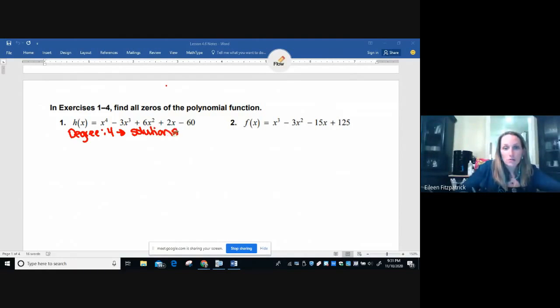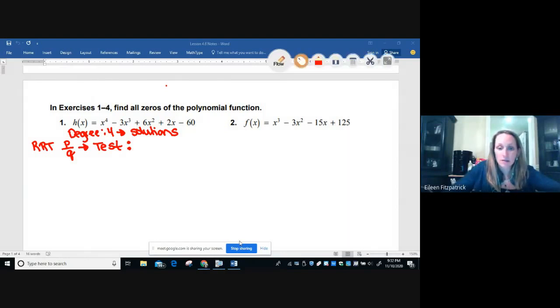Since there are 1, 2, 3, 4, 5 terms, I know I'm going to use the rational roots theorem, and that's that whole P over Q thing. But remember I told you we're going to use our graphing calculators to figure out what values we're going to test. We're kind of cheating a little bit. We're going to plug this function into our graphing calculators, graph it, and see what the x-intercepts are. All right, so let me pull up my graphing calculator.